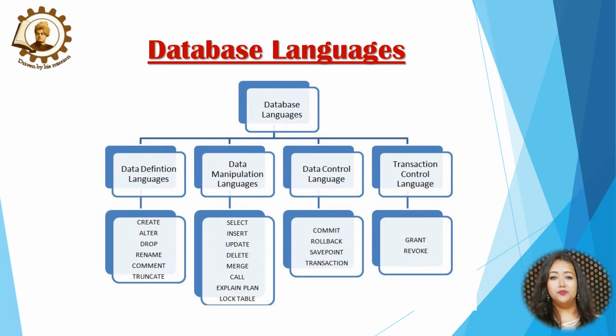A DBMS has appropriate languages and interfaces to express database queries and updates. Database languages can be used to read, store, and update the data in the databases. There are basically 4 types of DBMS languages: DDL, DML, DCL, and TCL.